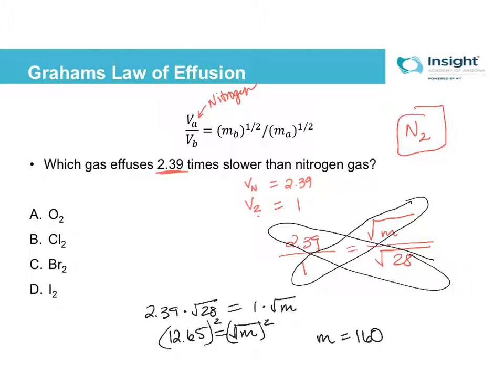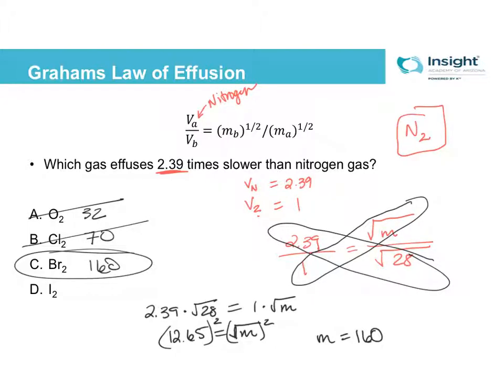This is where you want to grab a periodic table. We're going to find the masses of these guys when we're looking for one that's going to be 160. So O2 is 2 times 16, so that's going to be 32. That's not it. Chlorine has a mass of 35, so 2 of those is going to be about 70. That's not it. Bromine has a mass of 80. 80 times 2 is 160. There we go.